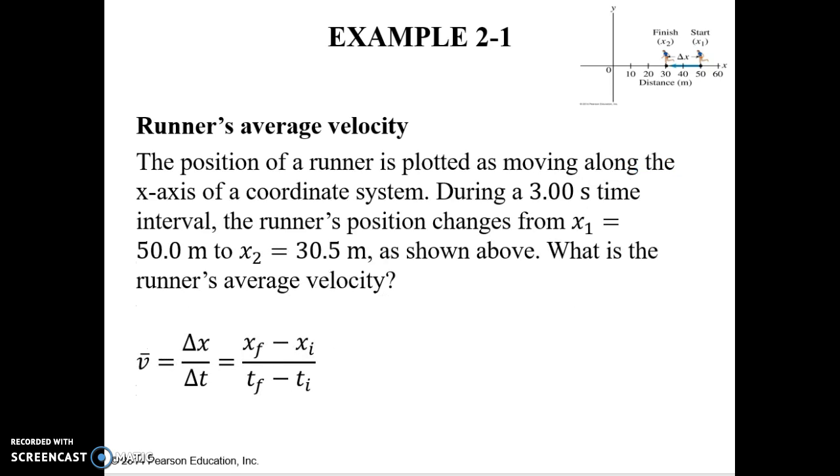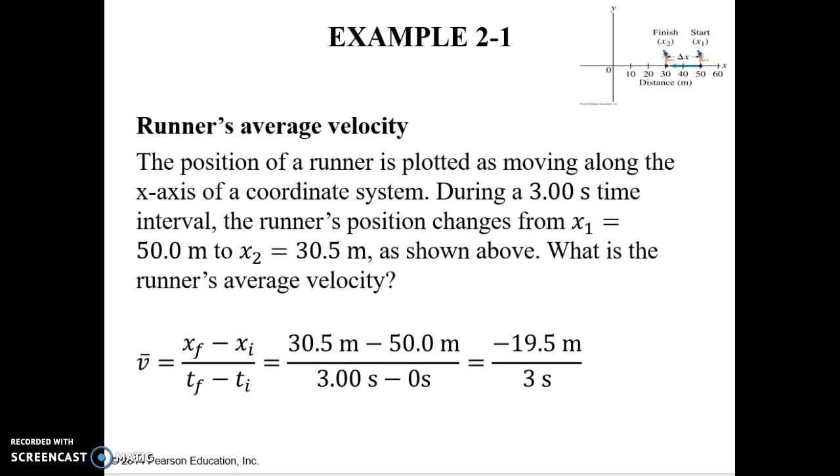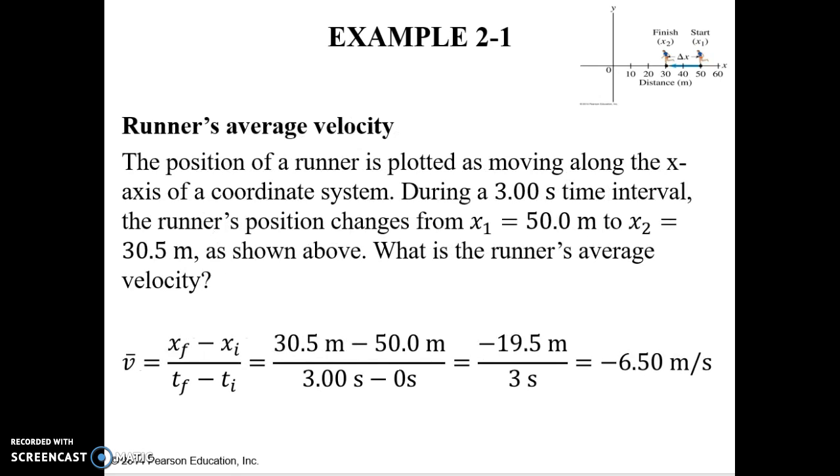First step, write out the definition of velocity. Change in position over change in time, or the final position minus the initial position over the final time minus the initial time, which usually always equals 0. Now it's time to plug and chug with the variables given. You have 30.5 meters minus 50 meters all over 3 seconds minus 0 seconds, which equals negative 19.5 meters over 3 seconds, thus giving you negative 6.5 meters per second. So the runner is moving in the negative x direction with a magnitude of 6.5 meters per second.